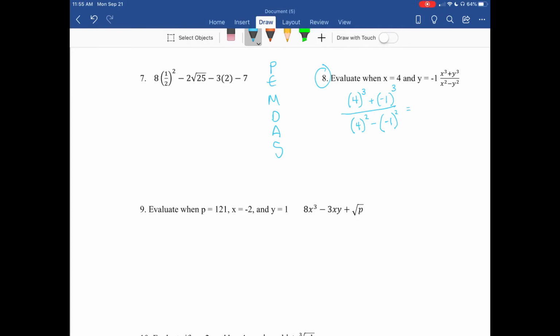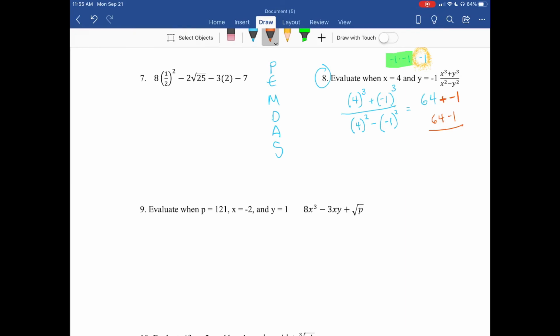So let's go to work on this. Using Desmos, what's 4 to the third? That's 4 times 4 times 4, so that gives me 64. Let's look at -1 cubed. Remember, that's -1 times -1 times -1. A negative times a negative is a positive, but then a positive times a negative is a negative. So that's plus -1, and I can write that as 64 minus 1 over, and now I'm going to do the same thing for the denominator.